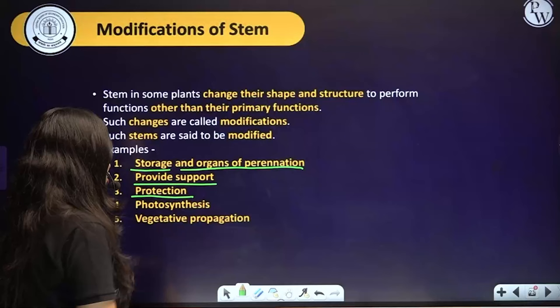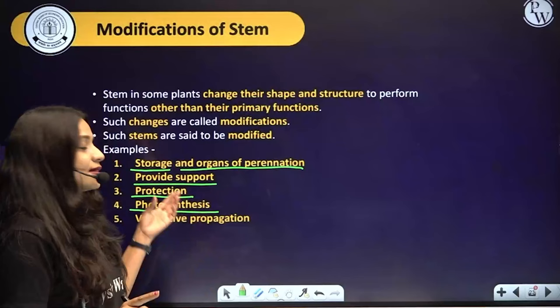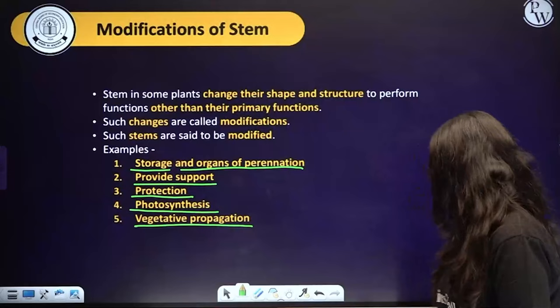They help in performing photosynthesis, which is usually the function of leaves, right? Leaves are involved in photosynthesizing. But sometimes in some plants, I'll give you examples, the stem takes up the leaf's function, which is photosynthesis. Then vegetative propagation. Vegetative propagation is to help in reproduction. I'll tell you how exactly. So let's start by talking about stem modifications for storage.